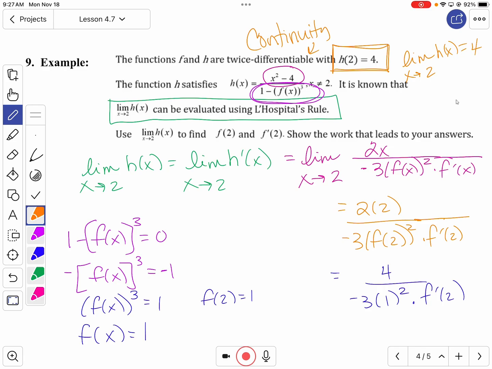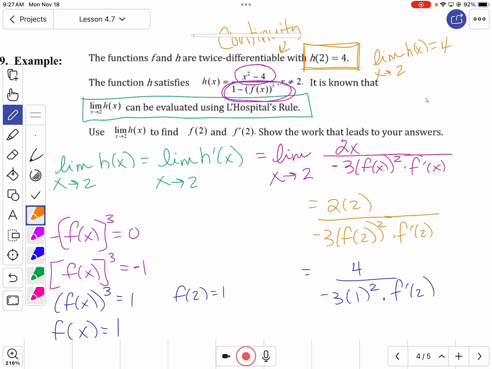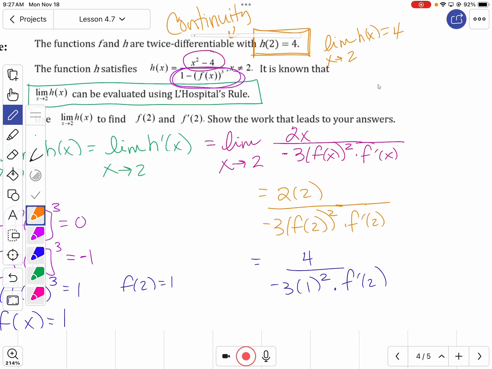and differentiability. That's a lot of things. Welcome to free response. Okay, and this is just one part. So now that we know that, I know this entire thing has to equal 4. Which gives me room to solve for f prime.